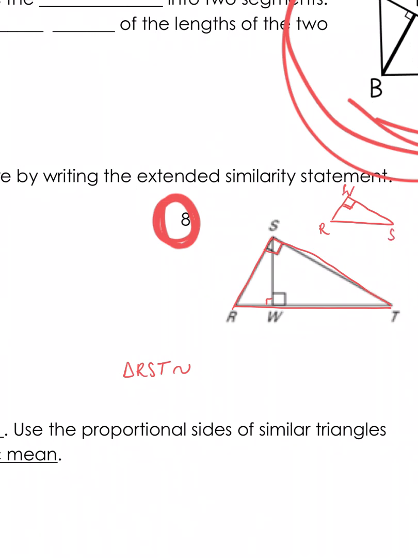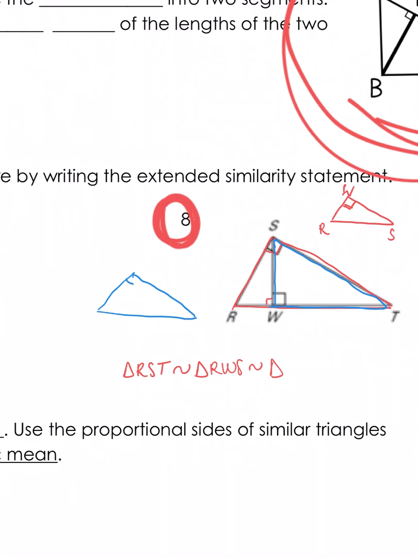And usually I start with the right angle. That makes things a little bit more straightforward in my mind, but it's up to you. So RST, so we're going to go RWS, and then that is going to be similar to triangle. We need to take a look at the middle triangle, and we're going to rotate it so it's in the same orientation again. So let's give it a right angle here.